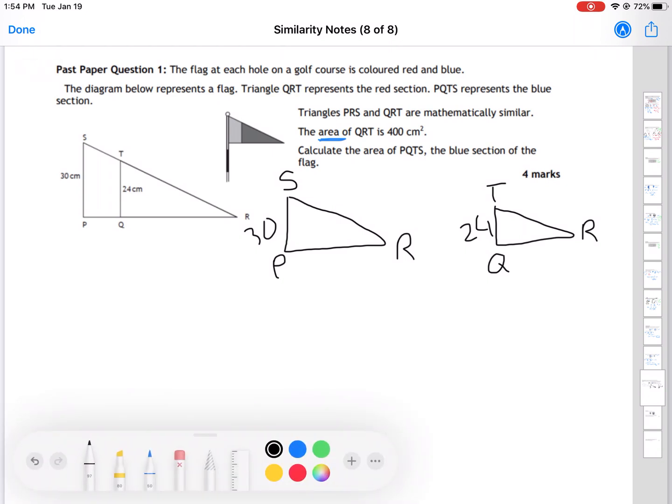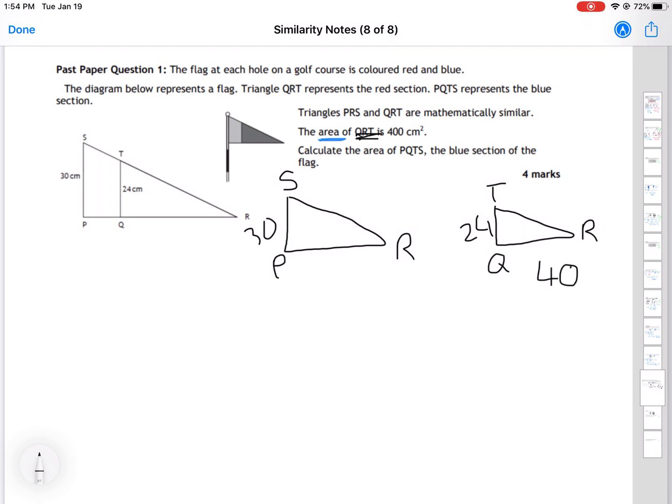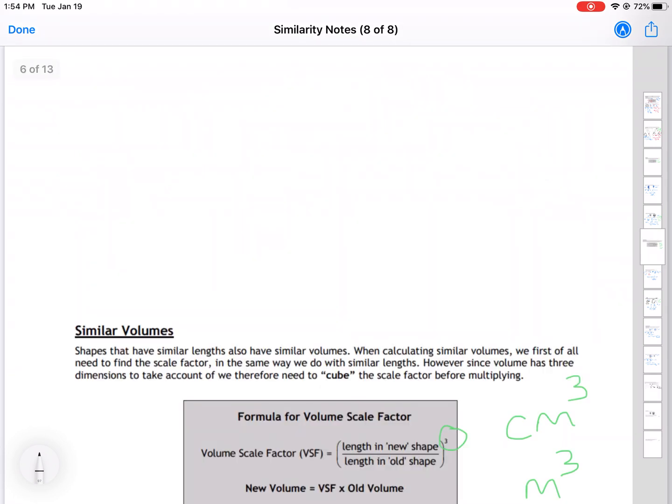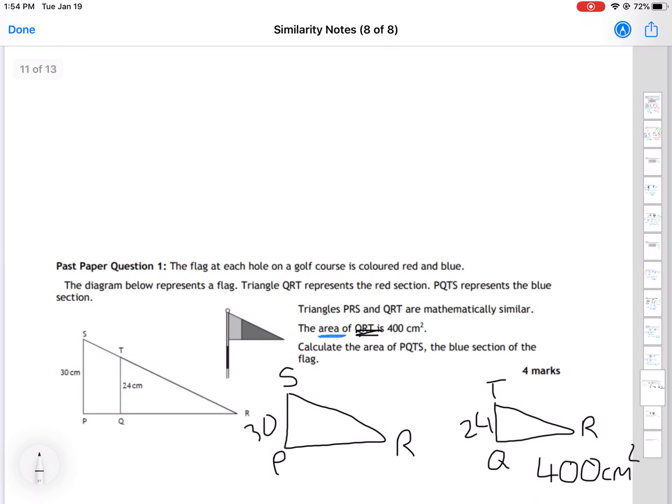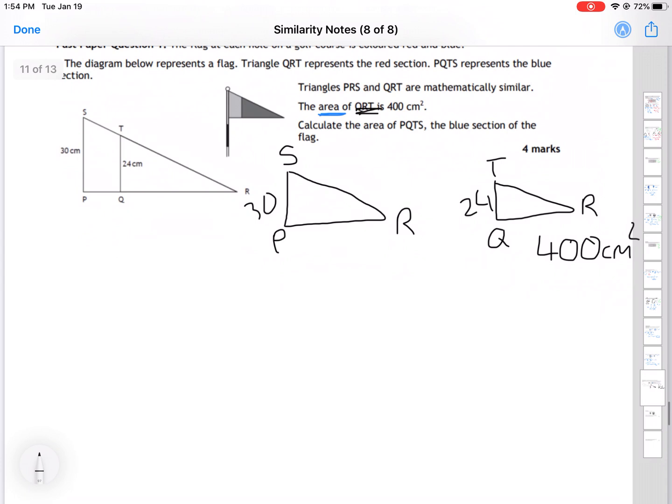So what else am I told in the question? Area of QRT, the second smaller triangle, is 400 centimetres squared. I am asked then to calculate the area of the blue section. Now you can't see a blue section here because it's in black and white, but the blue section, if this was in colour and in a test, is the section inside here.